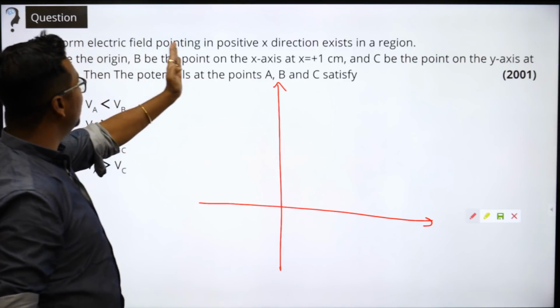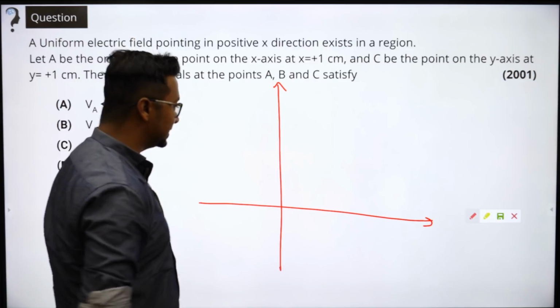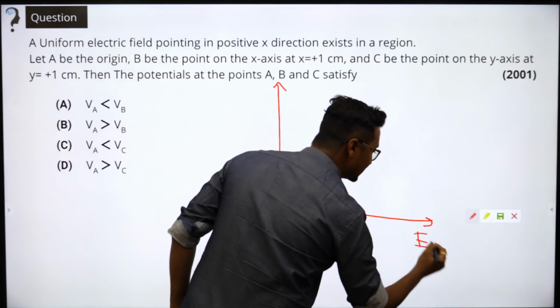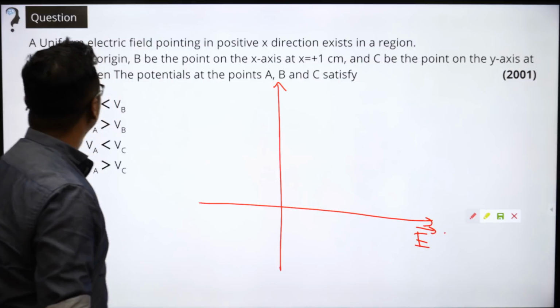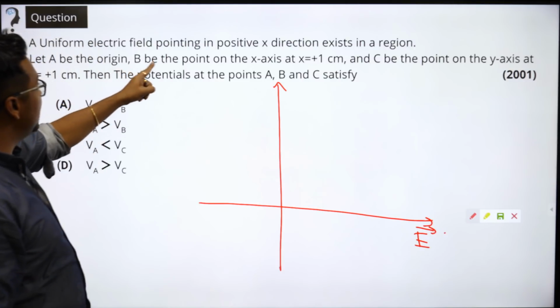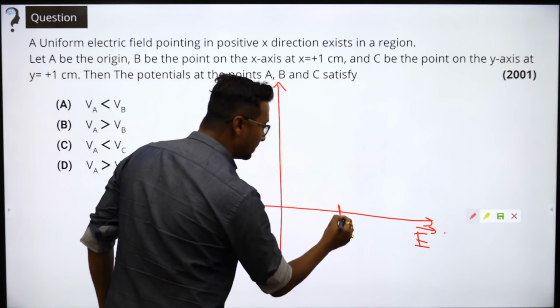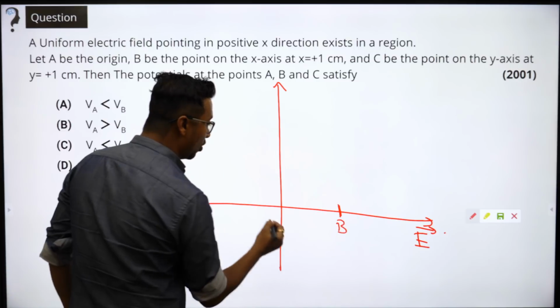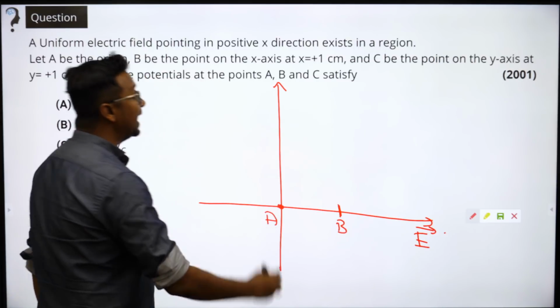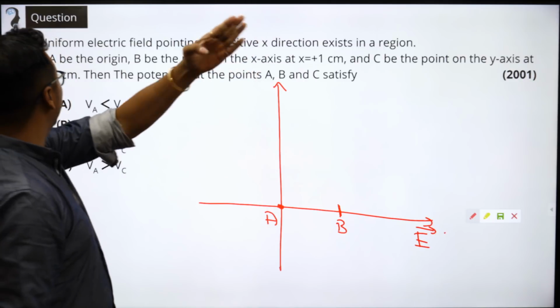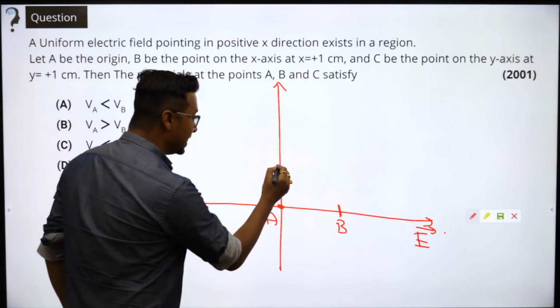A uniform electric field pointing in positive x direction exists. So electric field is existing in this particular direction out here. Now let A be the origin and B be the point on the x axis at x is equal to +1. So here is your point B and here is your point A. All right, C is a point on the y axis at y is equal to, so C is here.